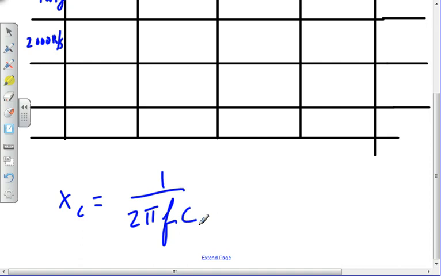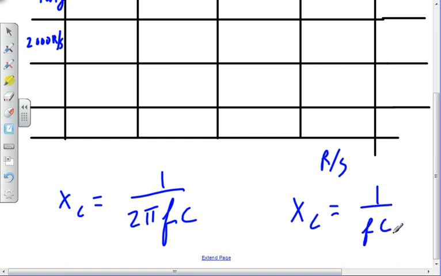Now, what is 2 pi? Anybody know? 2 pi is 360 degrees, right? So 2 pi radians would be 1 hertz, right? So if the frequency was in radians per second, we wouldn't be using 2 pi. So when I'm using frequency in radians per second, then I'd use the equation 1 over FC.